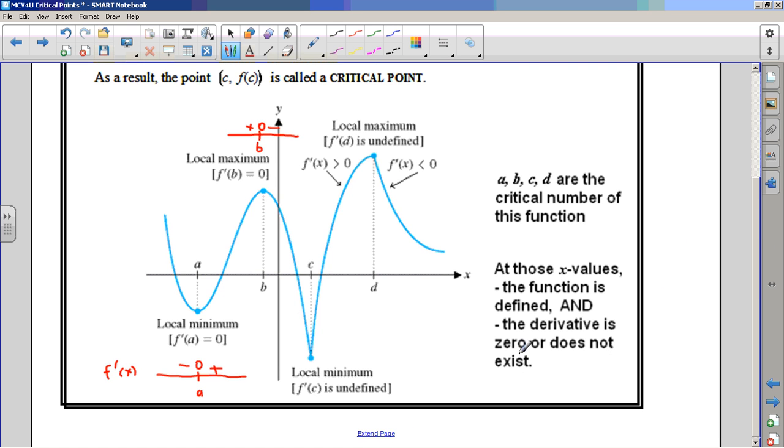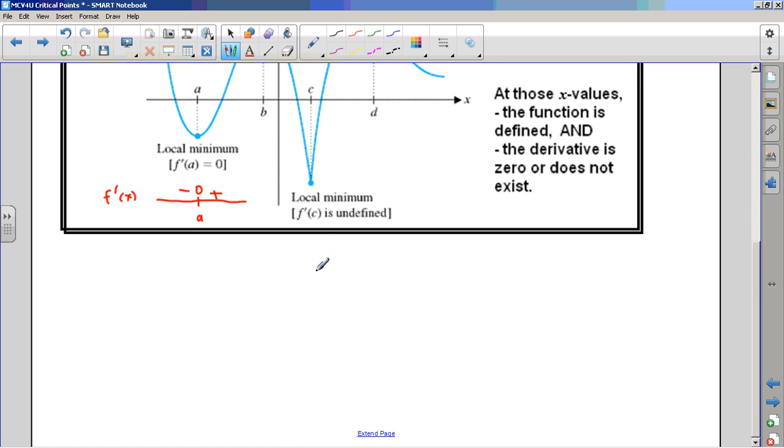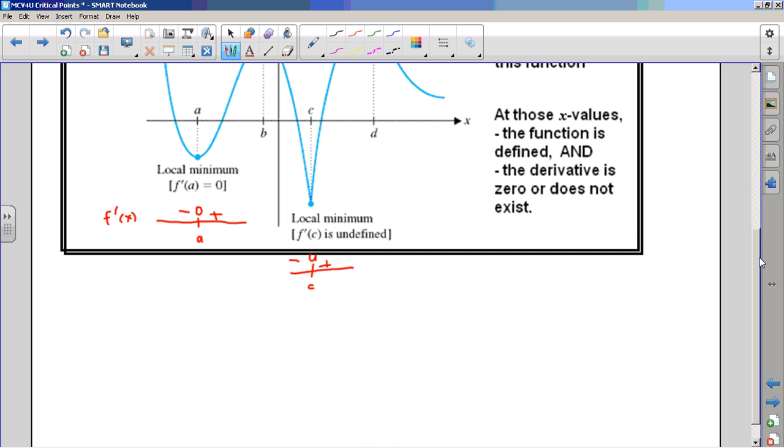What else do we got? C, 0 there, not 0, right? This is a cusp, so it's not 0 there. It's actually undefined there, isn't it? But it's negative on the left, there's C, and positive on the right.